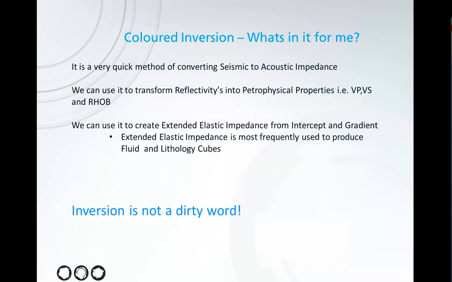Let's just finally say, okay, colored inversion, what's in it for me? Well, colored inversion is a very quick method of converting seismic to acoustic impedance. We can use it to transform reflectivities into petrophysical properties like VP, VS, and RHO. And there's a tool in the SRC toolbox to do this.